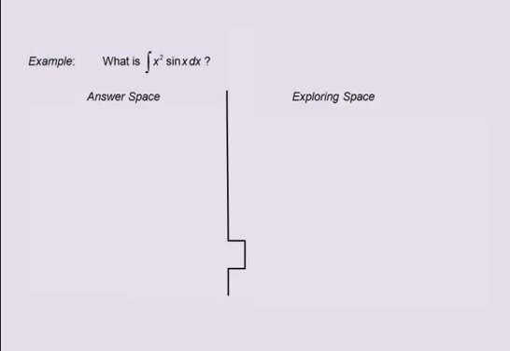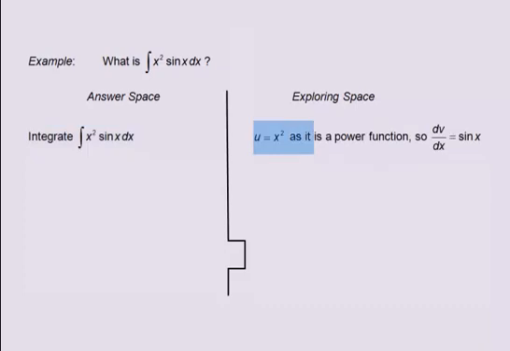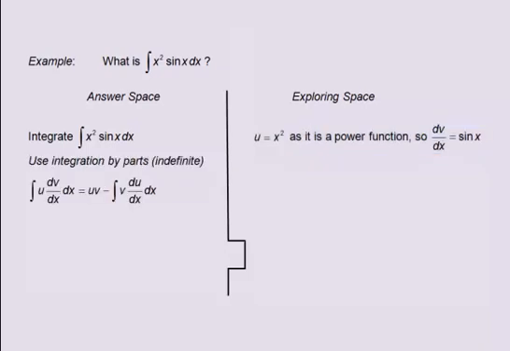Separate your page into answer space and exploring space. The question is, integrate x squared sine x with respect to x. U equals x squared as it is a power function, so dv by dx equals sine x. Use the integration by parts formula for indefinite integrals. The integral of u multiplied by dv by dx equals u multiplied by v minus the integral of v multiplied by du by dx with respect to x.